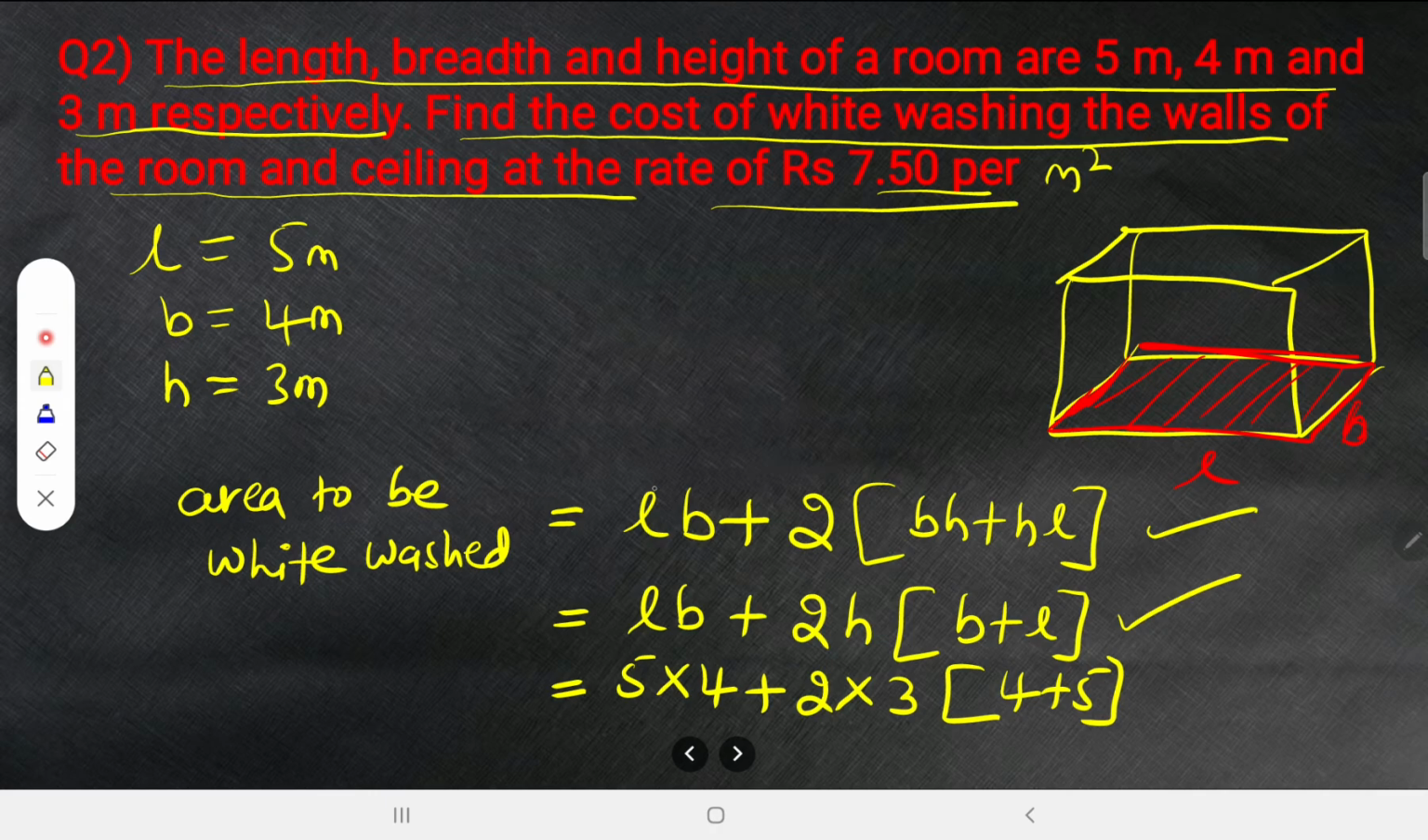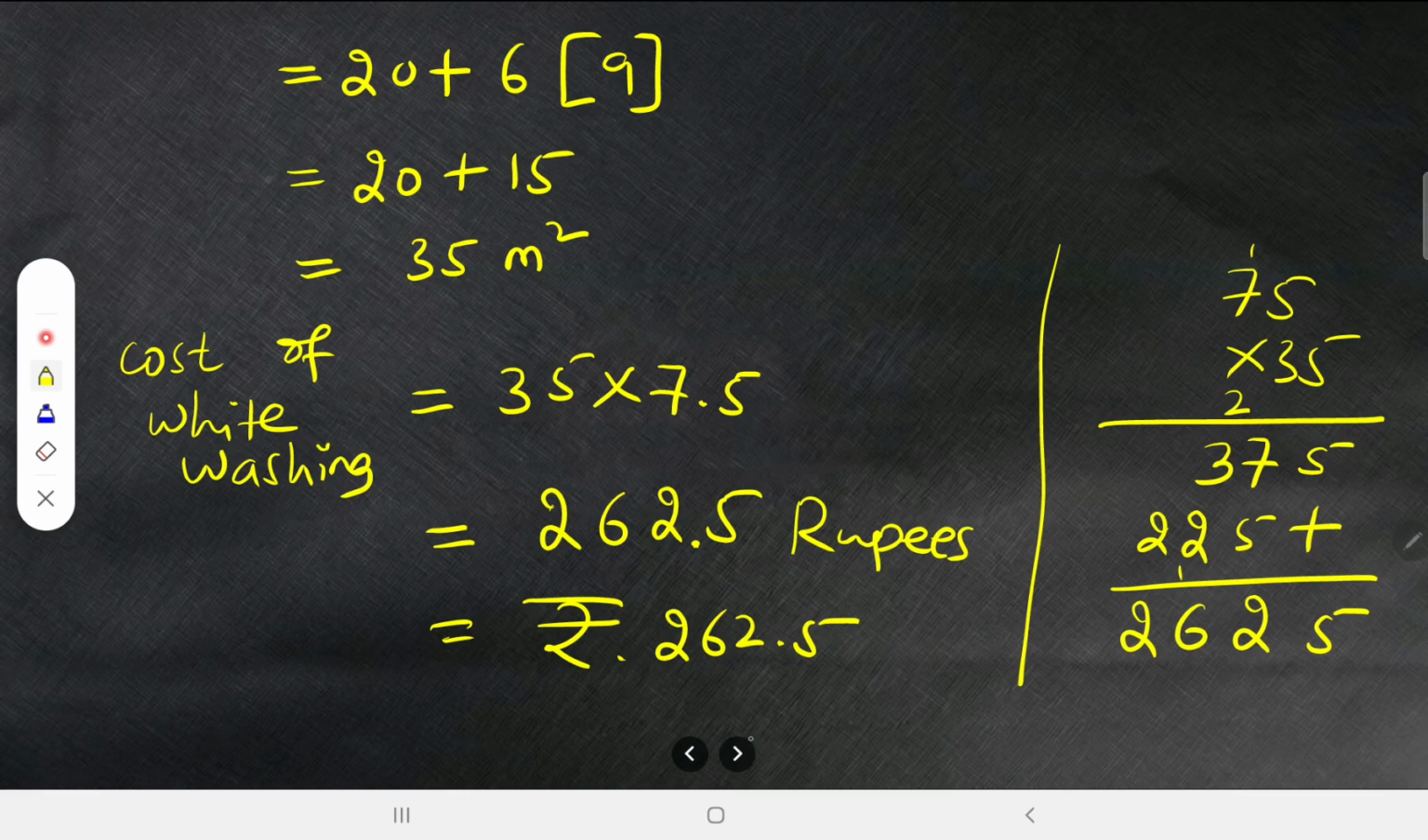Just look at this. Only one LB we have considered because the floor has gone. We are not painting this floor. Then 2 bracket BH plus HL. And we got all these values. Okay, 6 into 9. All right, we made a mistake here. 6 plus 9, we are not supposed to do it. 6 9s, that's what I was thinking.